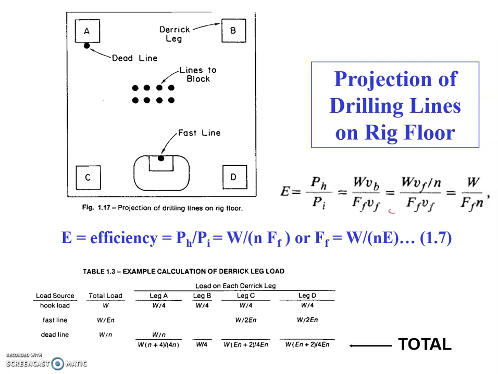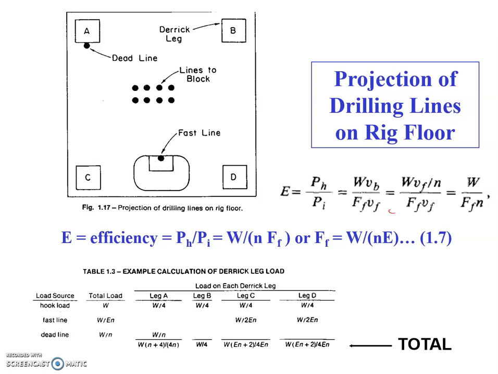And the force which is applied by the system of crown block, traveling block, and the weights is equally distributed between four legs because it is in the center of the rig floor. And also the deadline usually is attached to leg A, so the force from the deadline is only imposed on leg A. So there is a different distribution of force between different legs, right?